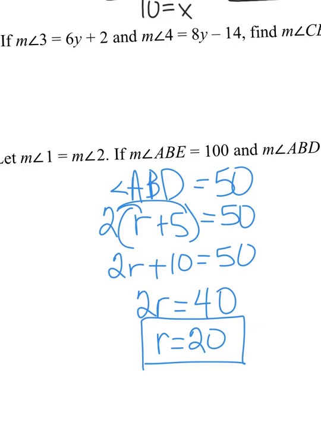And DBE, there's no work for it. I had a 100-degree angle that was bisected. How much did the half equal? So angle DBE is equal to 50.